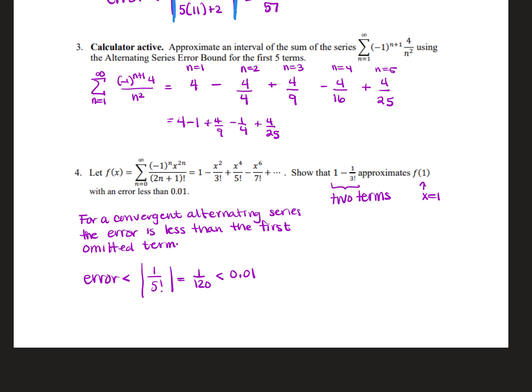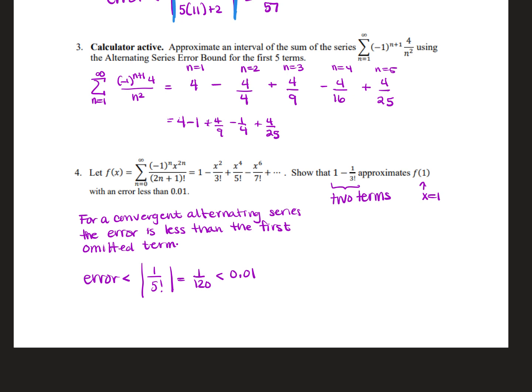Same thing here, we have this going on here. We want to know what the alternating series values are for the first 5 terms. So we go through, here are our first 5 terms, and that would be our sum. We want this approximation to be less than this. Approximate f of 1 with error less than that. So how many terms did we keep in our approximation? We kept only those first 2 terms.